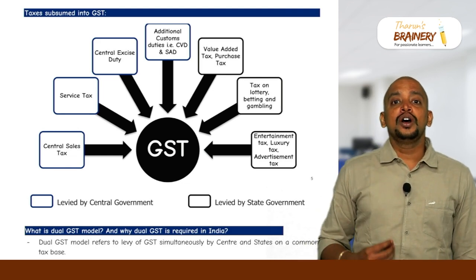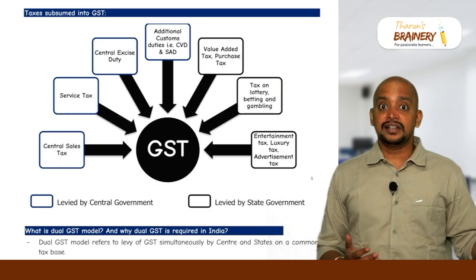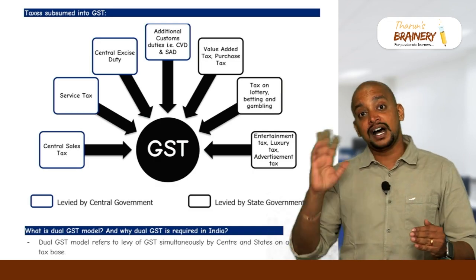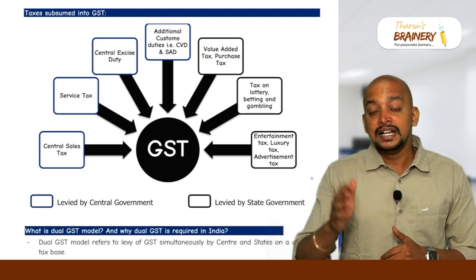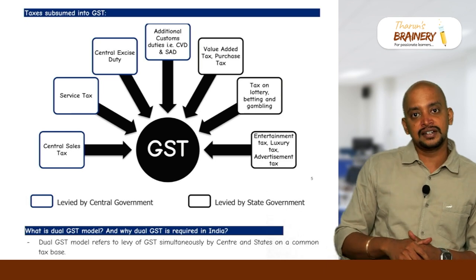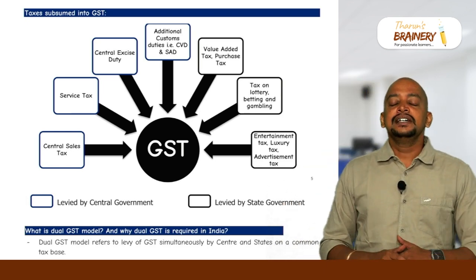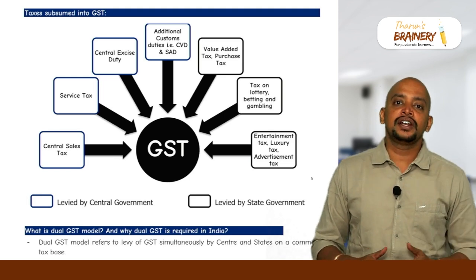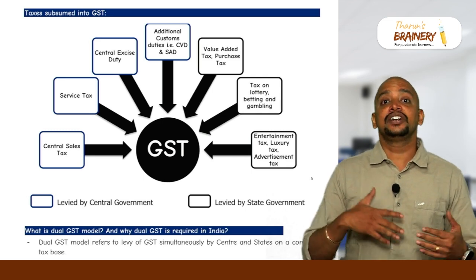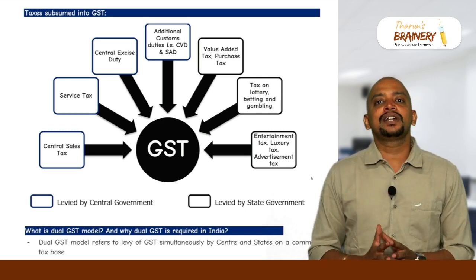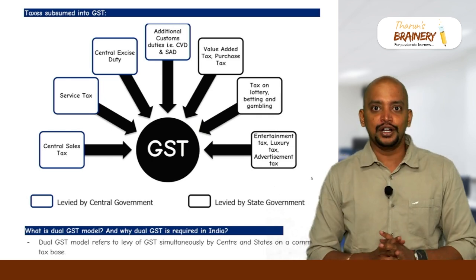Then tax on lottery, betting and gambling. I'm not talking about income tax. I'm talking about indirect tax. In the past, on winnings from lotteries, betting, horse races and all, state government used to collect some taxes that also got subsumed into GST. Then entertainment tax. Entertainment tax was levied on cinema theaters, movie artists, serial actors, and on DTH and cable TV operators. Who levied it? State government. So that also got subsumed into GST.